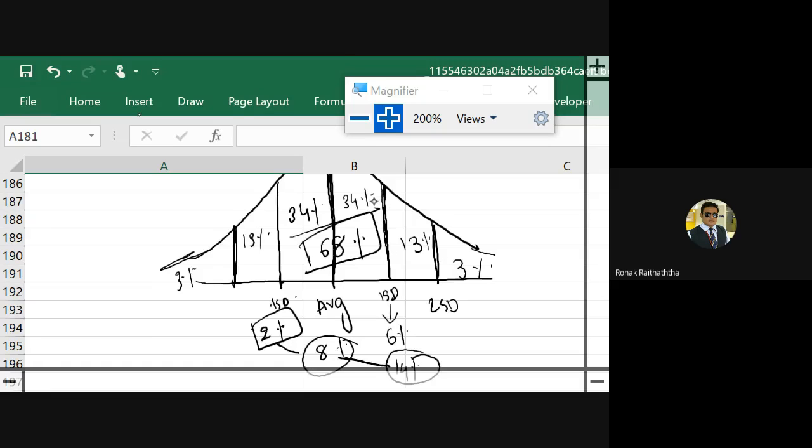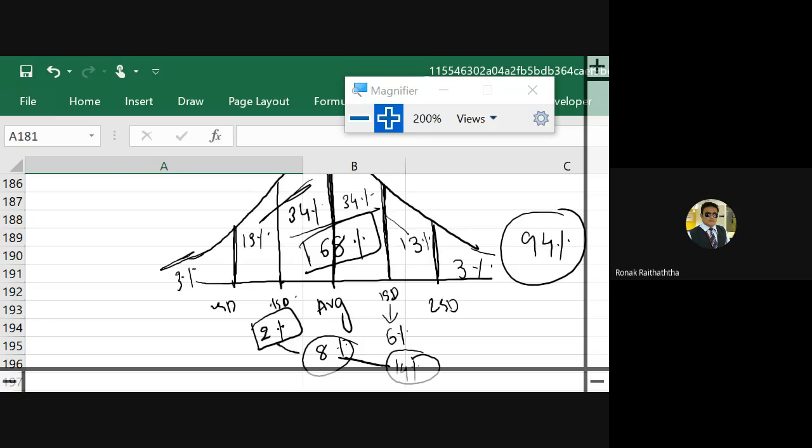47 on the right hand side, 47 on the left hand side. So 47 plus 47, that is 94% of the probabilities, 94% of the distribution. So 94% of the distribution would always be falling between two standard deviations. So that is 2 SD here, 2 SD here.